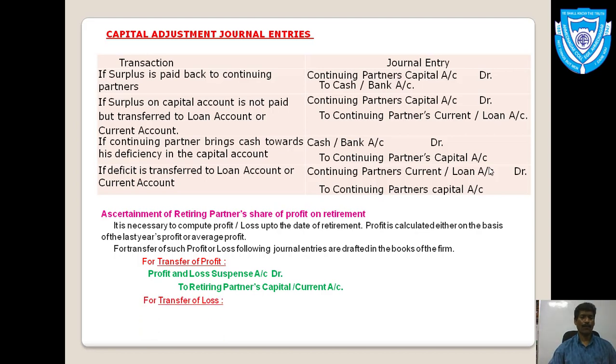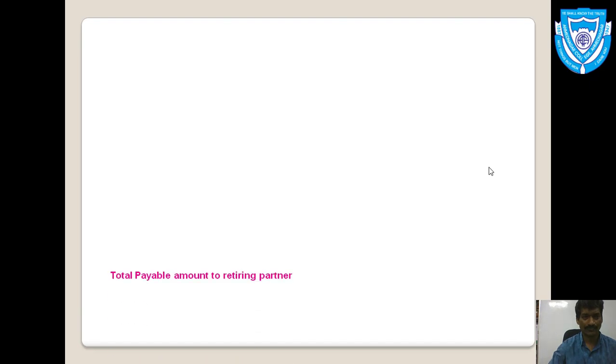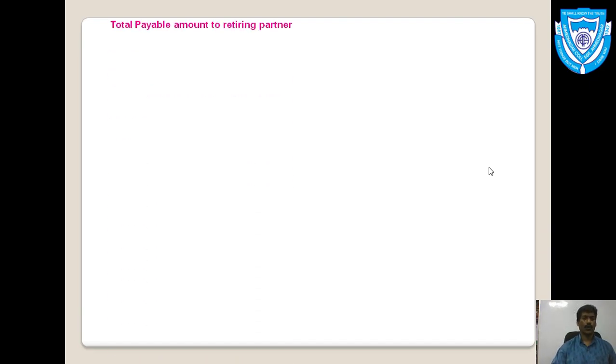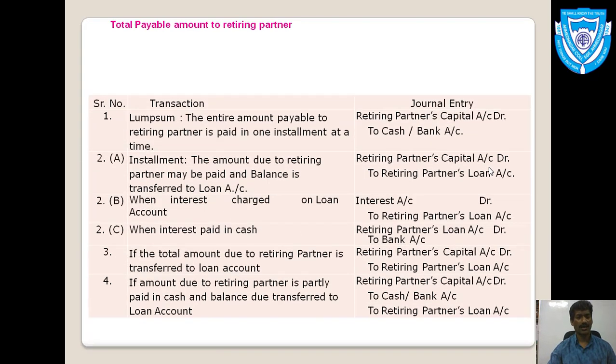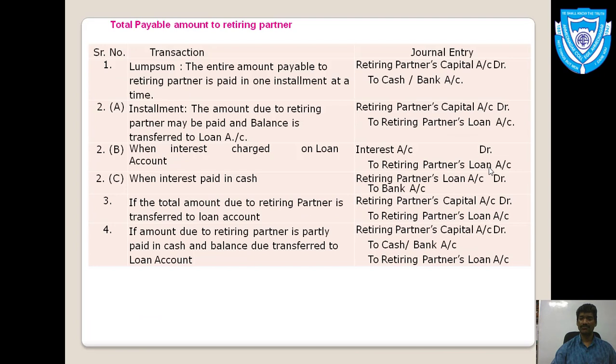And in opposite case, if there is a loss, transfer of loss, the entry will be reverse. Retiring partner's capital oblique current account debit to profit and loss suspense account. फ्रेंड्स, let us see when the amount is payable to retiring partners, which journal entries are passed. Here we have some specimen journal entries and transactions. Let us see it one by one.